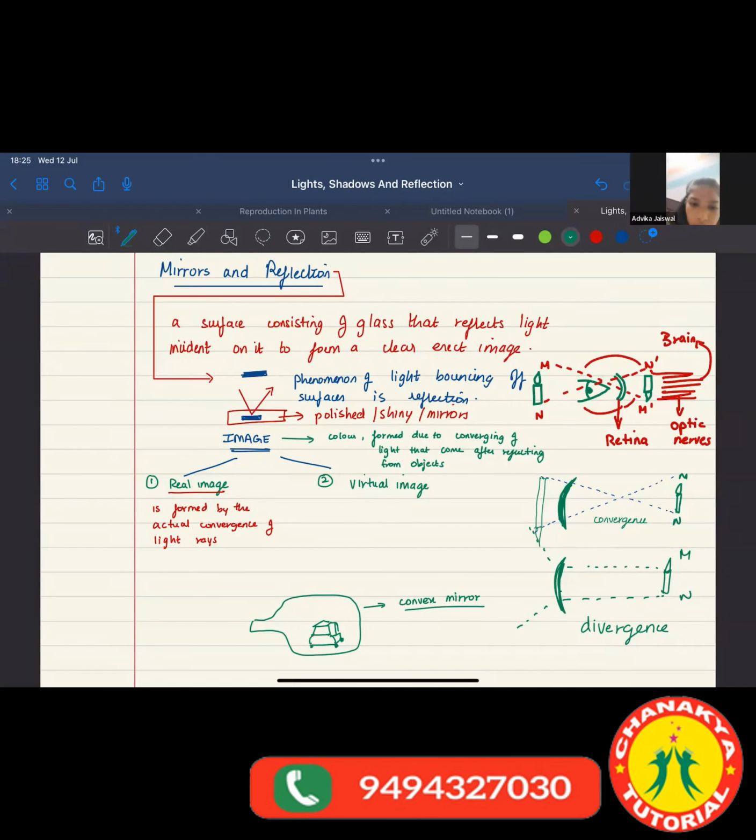Ma'am, I have a doubt. Yes, Advika. Ma'am, just now, the eye part, right? For the retina, it will reverse, it will make the image upside down. So why does it do that? That is how our body is built actually. So you can't question why it is like that. That is how God has made our bodies. So that is how our eyes function. Okay, ma'am.